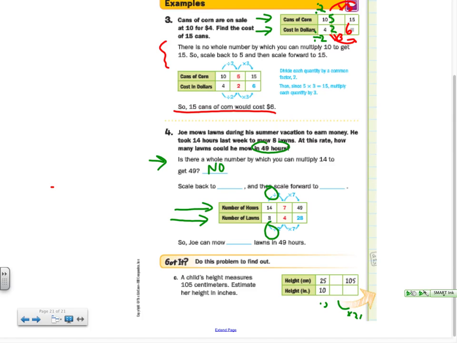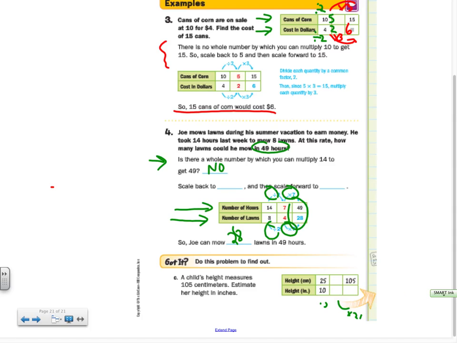So 14 divided by 2 is 7. And 8 divided by 2 is 4. Now we can look at that 7 and that 4 and see what we can do to them. How do we get from 7 to 49? We multiply by 7. I have to do the same thing to the 4 and I get 28. So Joe can now mow, here's my answer, 28 lawns in 49 hours.